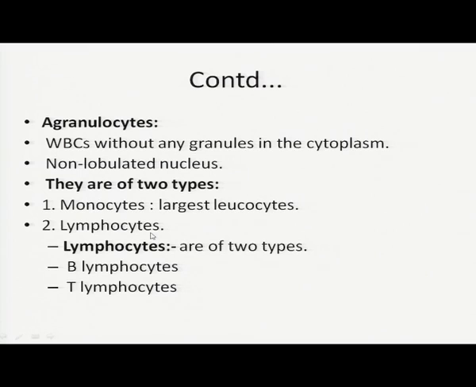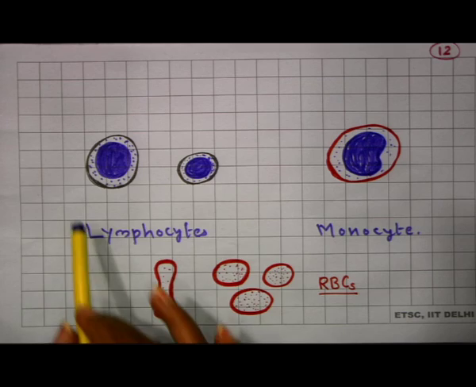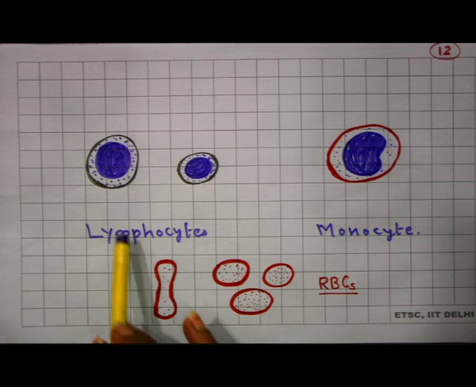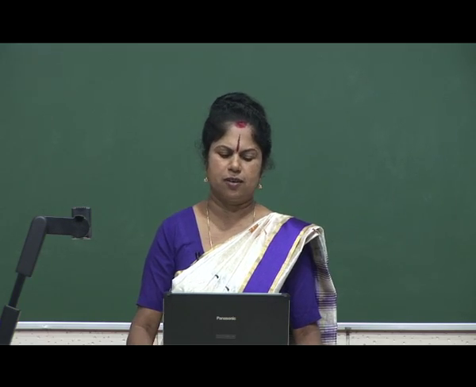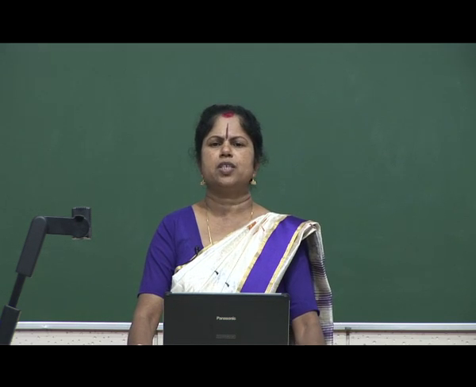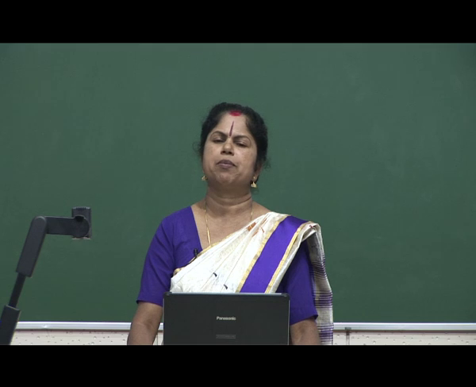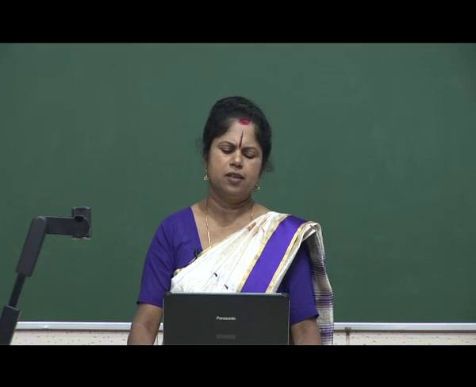Now, regarding their formation, we can classify lymphocytes into two different types. One is B lymphocyte and the other is T lymphocyte. B is for bone marrow. They are formed in the bone marrow and remain in the bone marrow even after maturation, proliferation and differentiation. But T lymphocytes migrate to the thymus gland for further differentiation.